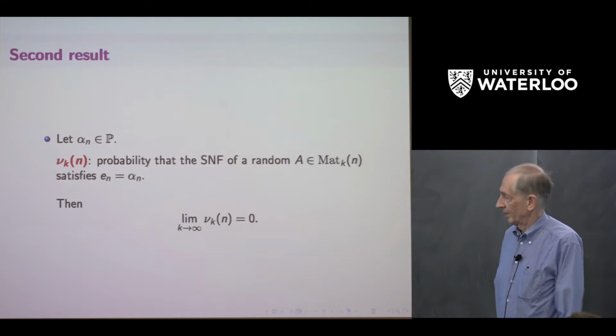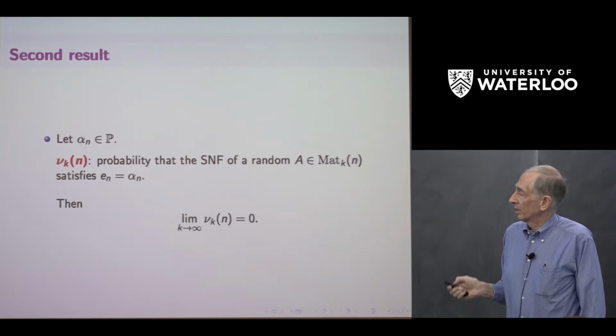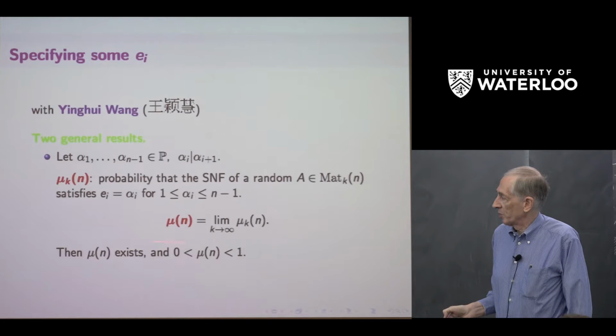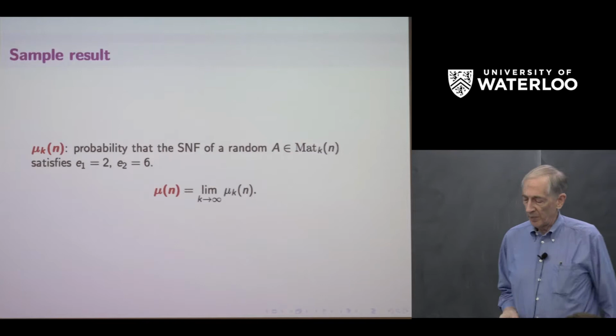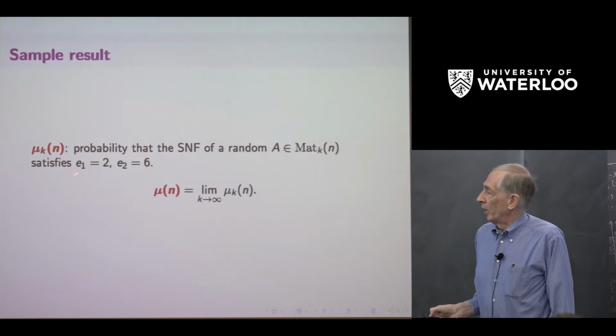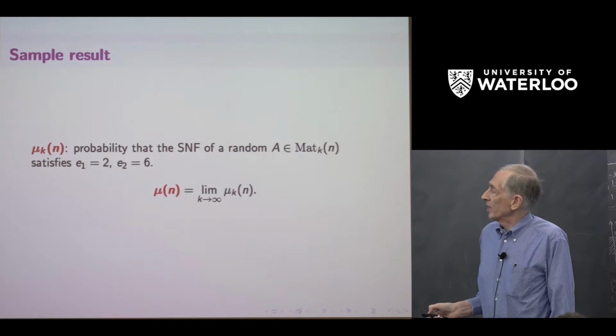Okay, so what about then, in this nice case, when this limit is more interesting, what is it? We have a general theorem that gives the exact answer to this question, and the statement is a little complicated, so I'll just illustrate it in one special case. When e_1 is 2 and e_2 is 6, say. So we have this n by n matrix. What's the probability that in the SNF, e_1 is 2 and e_2 is 6 as k goes to infinity when we choose these entries between minus k and k? We'll call that mu(n).